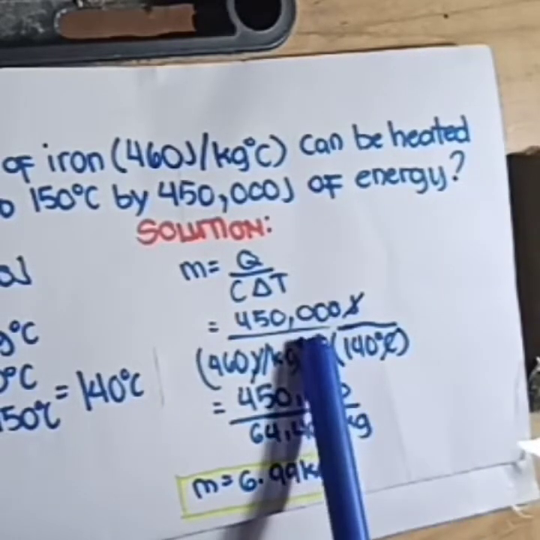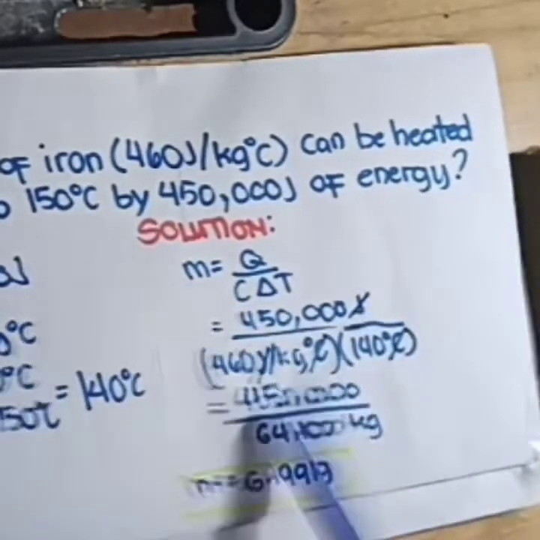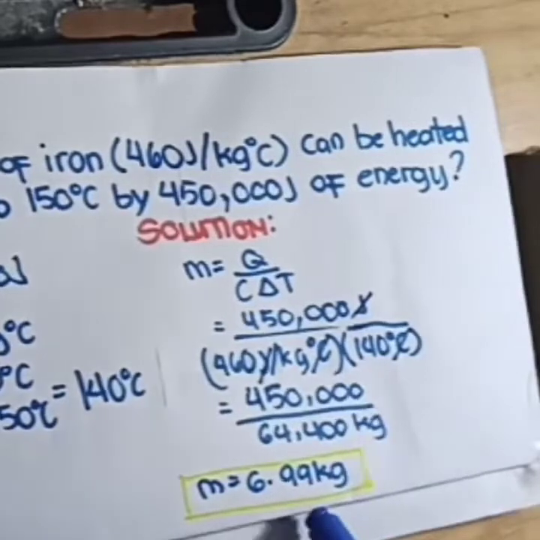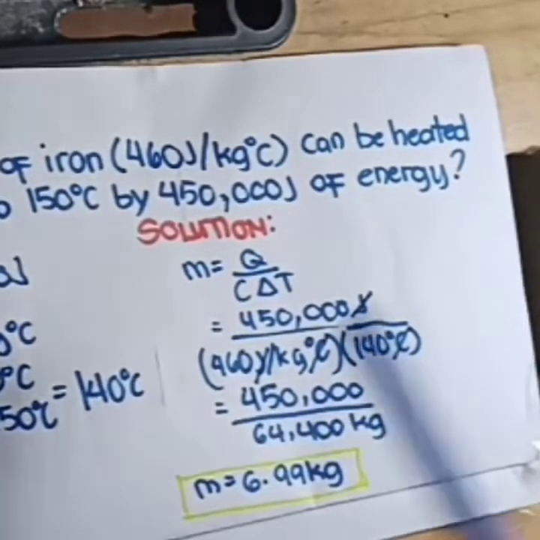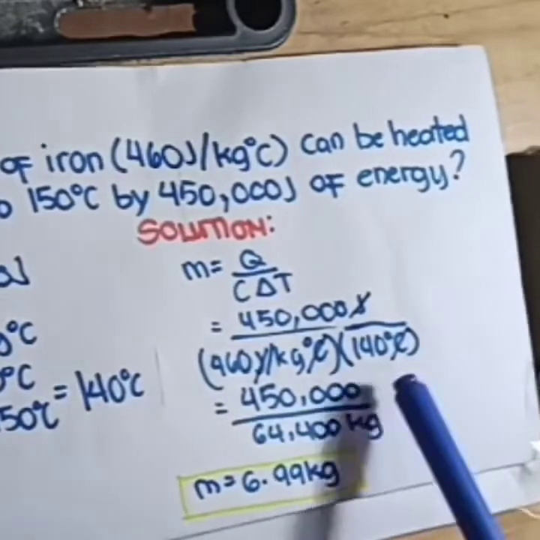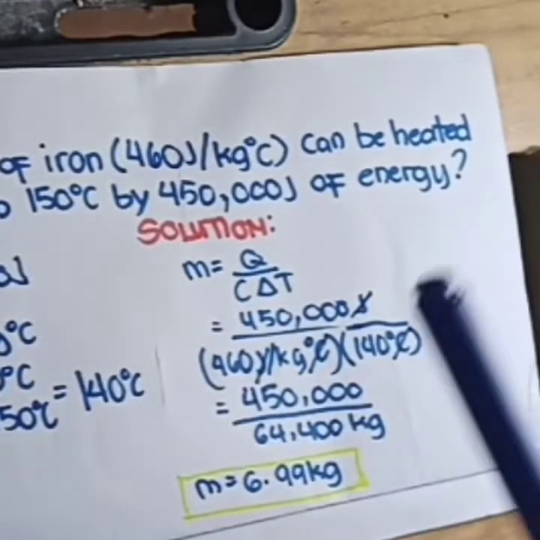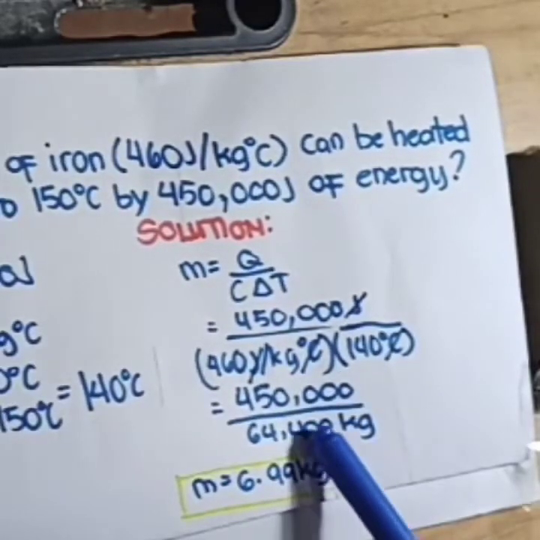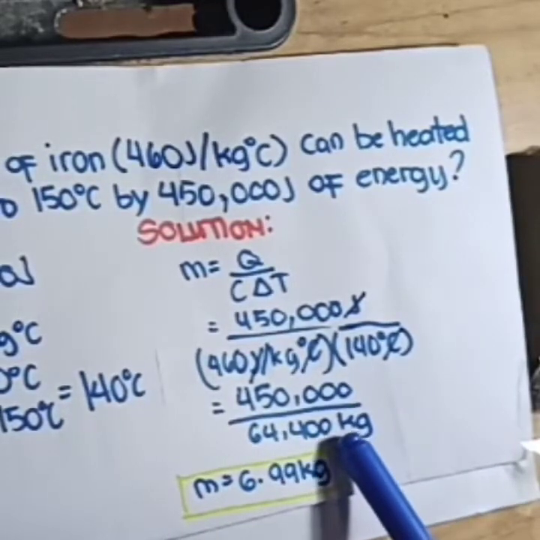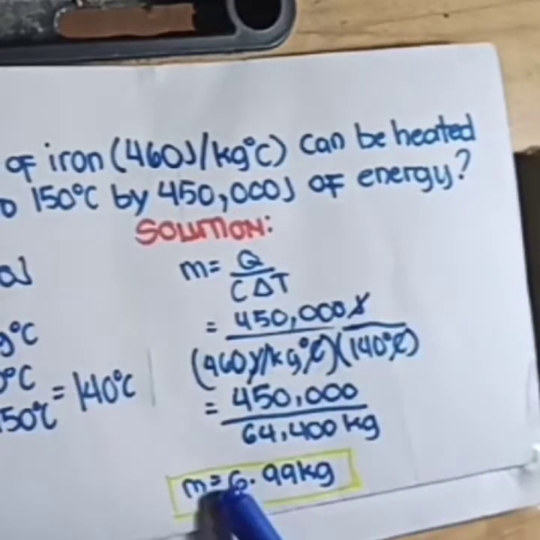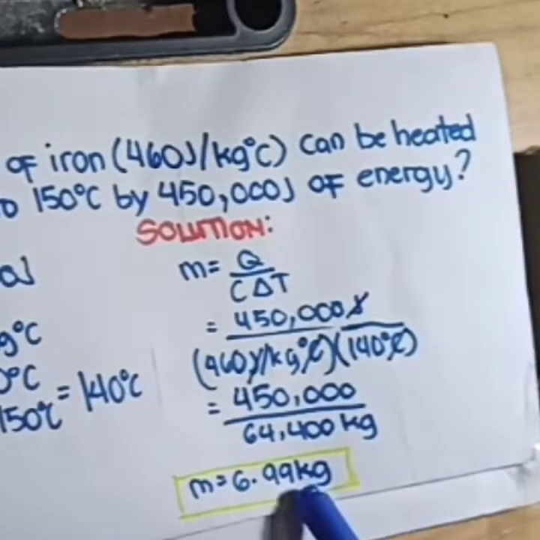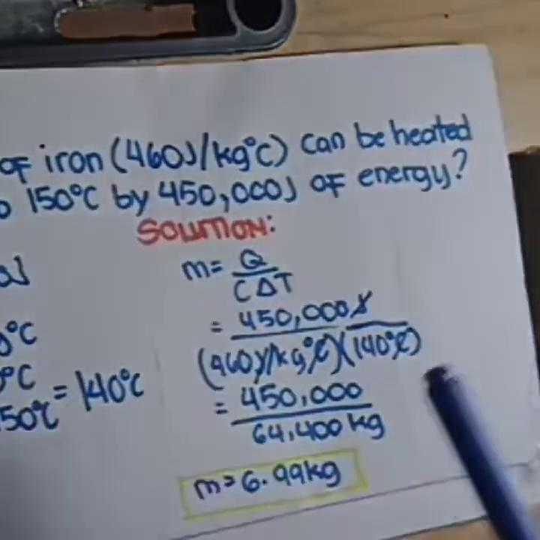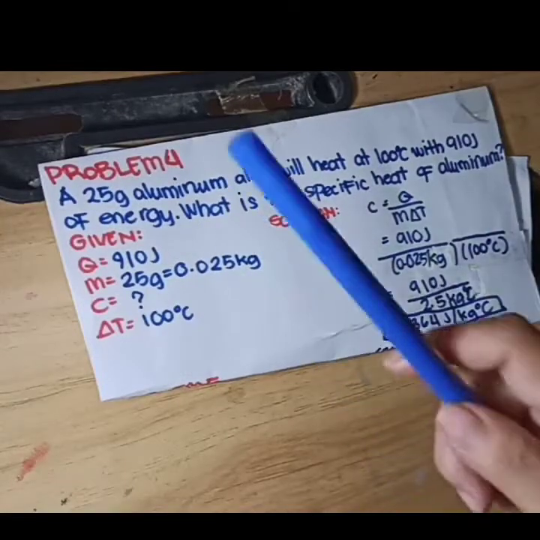So the 450,000 joules is going to be 450,000 only. So next is we're going to divide the 450,000 by 64,400 kilogram, which is equal to a mass of 6.99 kilograms. So there. Now let's have problem 4.